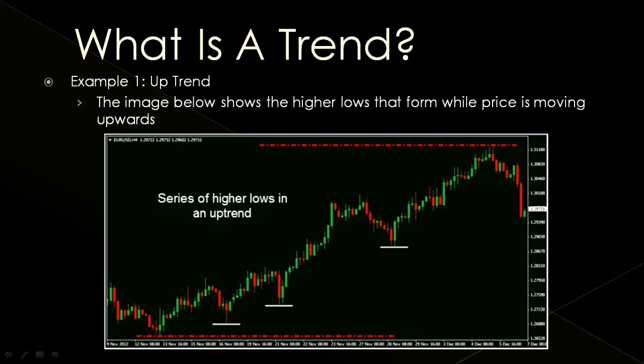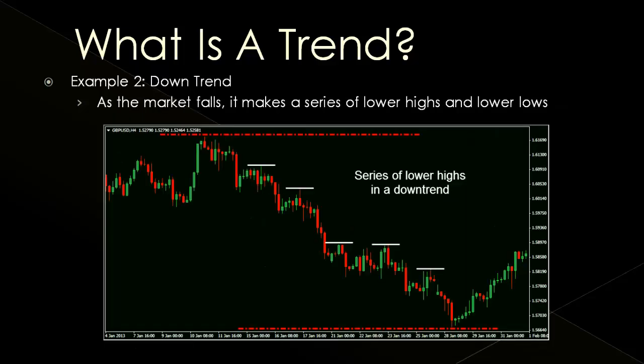Now let's take a look at an example of a downtrend. As the market falls, it makes a series of lower highs and lower lows. If you look at the image that we have, you can see the price started off at a high point close to the red line at the top of the chart, and then started moving lower. And as price continued moving downwards, each of the new highs were formed consecutively lower. This is a sign that the market's in a downtrend.